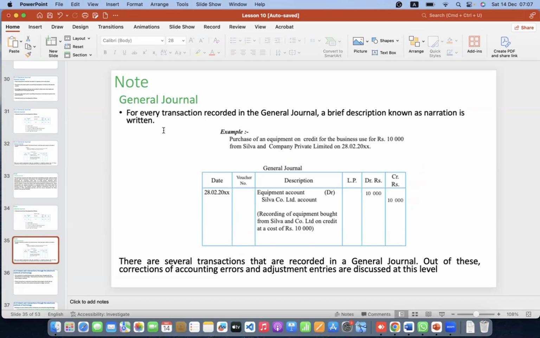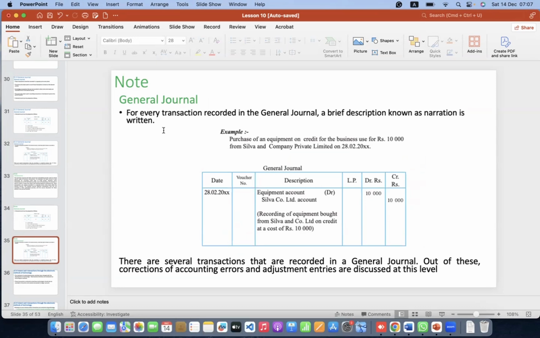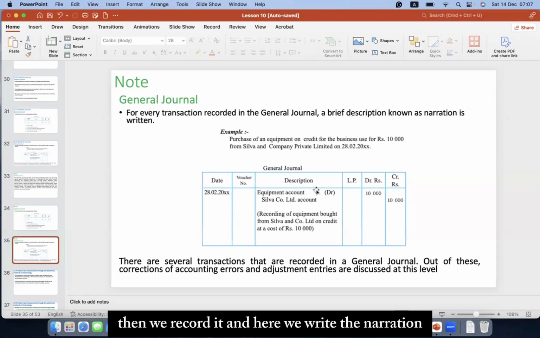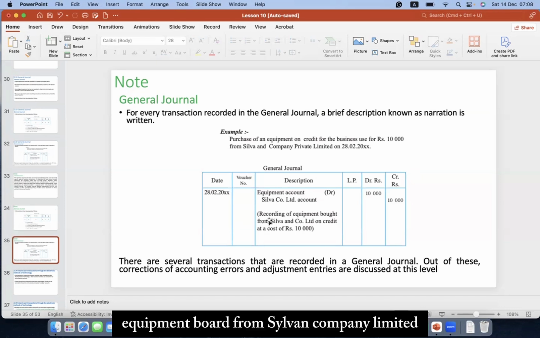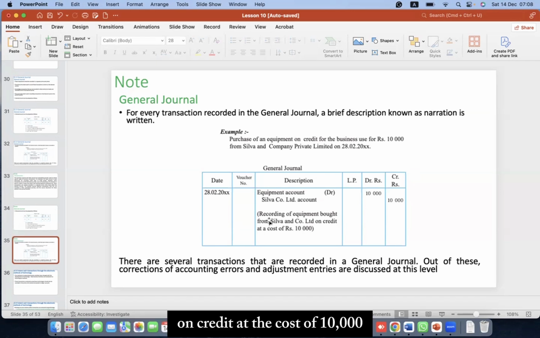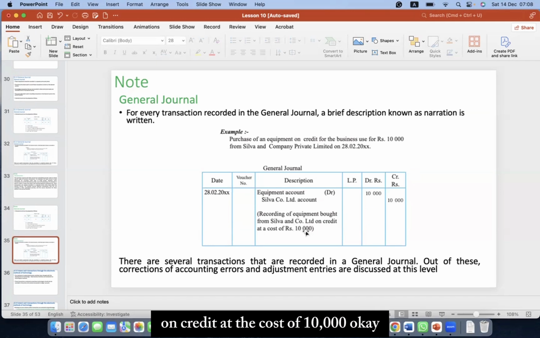Purchase of an equipment on credit for the business use for rupees 10,000 from Silva and Company Private Limited on 28th February. Then we record it, and here we write the narration. The recording of equipment bought from Silva and Company Limited on credit at a cost of 10,000. This recording part is not necessary. Equipment bought from Silva and Company Limited on credit at a cost of 10,000.